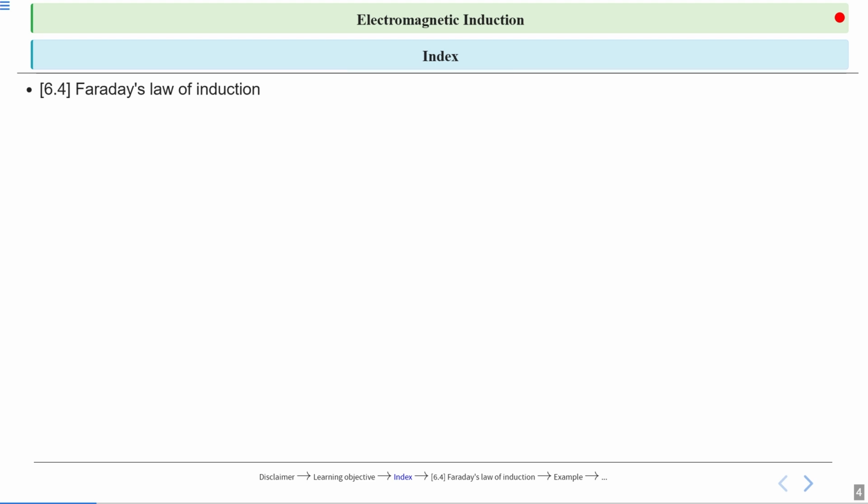Based on these three experiments and these conclusions, now there is Faraday's law of induction that we are going to study today. NCERT section 6.4, Faraday's law of induction. Then we are going to do example 6.2 and example 6.3 of NCERT.